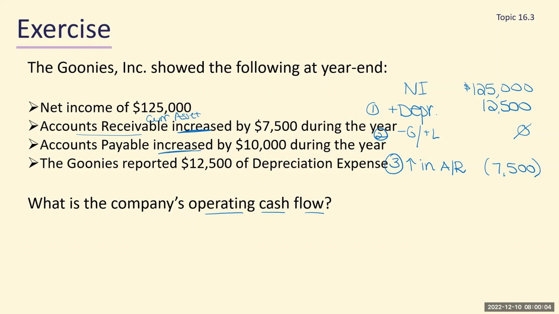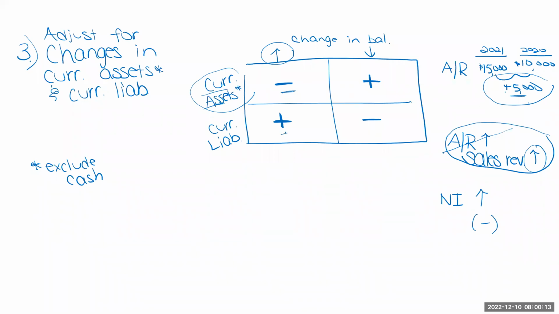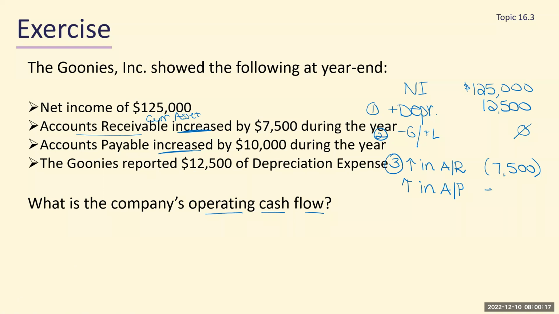Accounts payable increased. Okay, so we have an increase in AP. If you go back at your table, an increase in a current liability is added to net income. Oops, grabbed the wrong number. 10,000. That's going to give us our operating cash flow. I think it's 140,000.